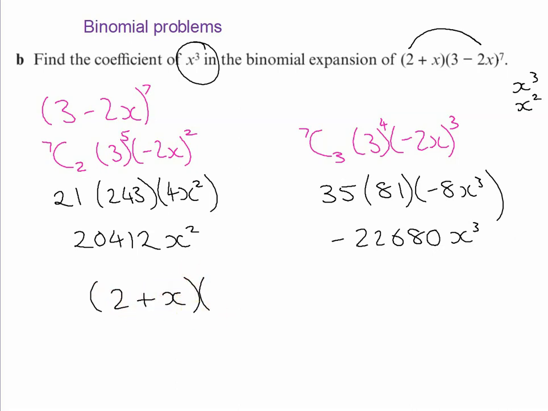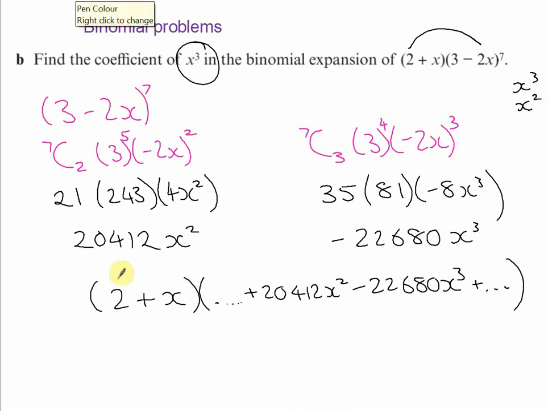2 plus x being multiplied by something in here. It's not the start, so we're going to write 20412x squared minus 22680 x cubed. Always put the dots because it's acknowledging that there is something else. For example, there'd be an x term, a constant term, x to the power of 4 term, and that would go all the way up to the power of 7. You could have written them all, but what a waste of time.